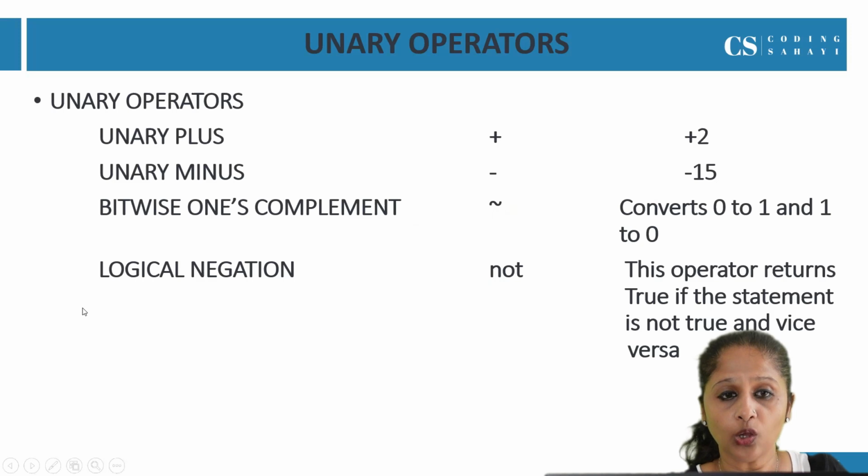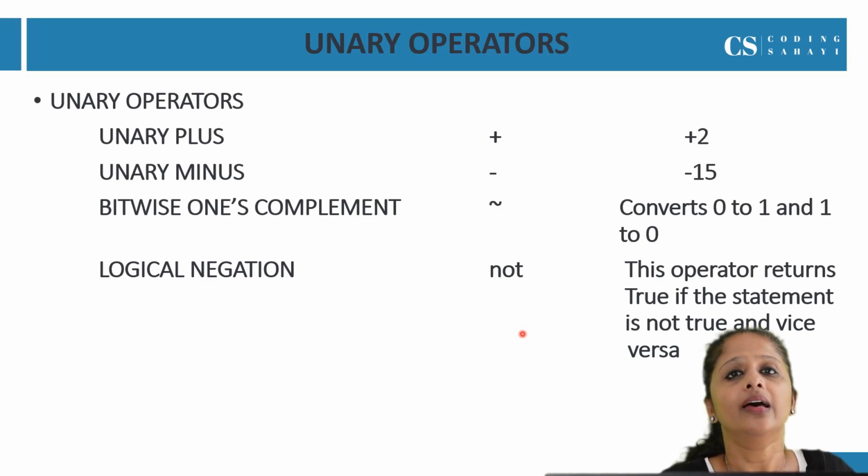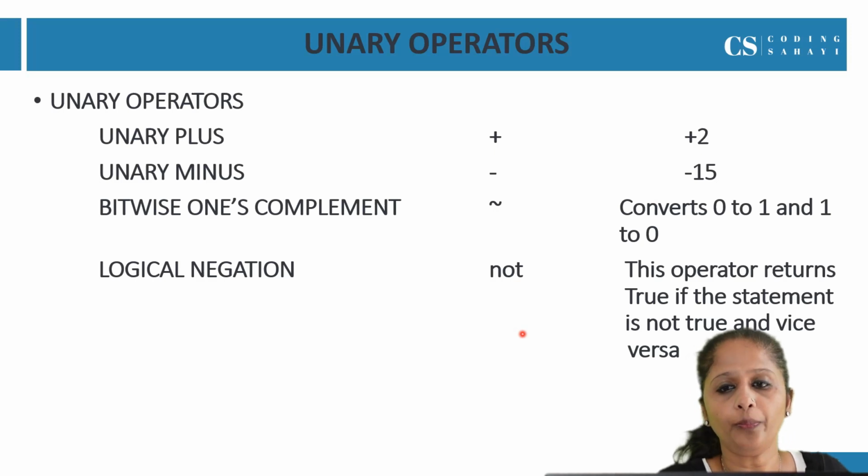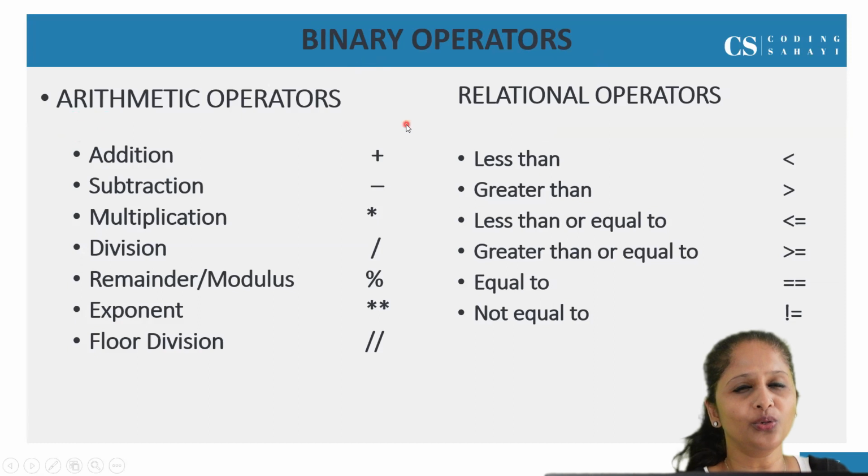Then we have logical negation, or the logical operator not. This operator returns true if the statement is not true, and if the statement is true, then it returns false. So that is the not operator. Let's see the binary operators. Arithmetic operators, all of you know, right? In maths, we use addition, subtraction, multiplication, division. So these are all arithmetic operators.